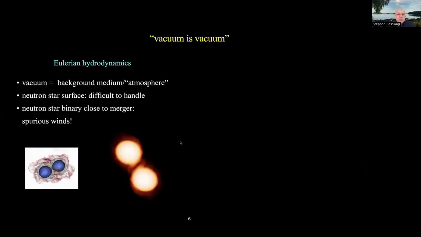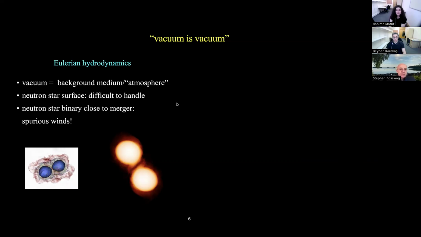Now something else. Why is it good? One of those things is with Eulerian hydrodynamics, and as I said, there are wonderful methods for many, many questions, but there are, of course, problems here and there. One of them is vacuum, and often people talk about the atmosphere, but this actually really just means you have a background medium in which the real fluid is moving. And the neutron star surface is just a very difficult place because there the density drops by orders of magnitude within just a few hundred meters. So it's a tricky issue.